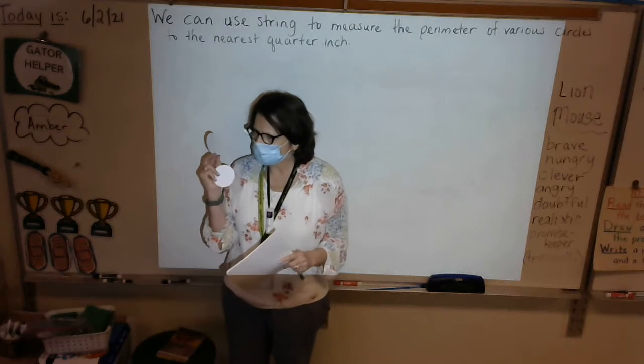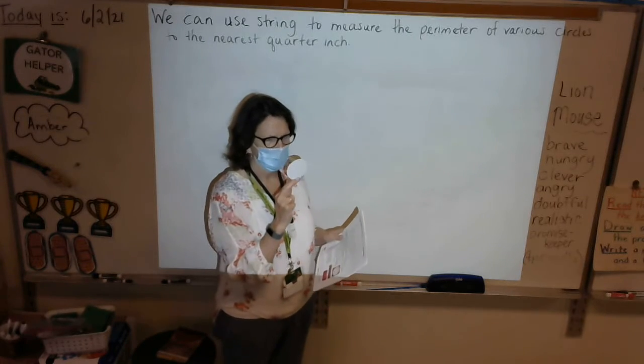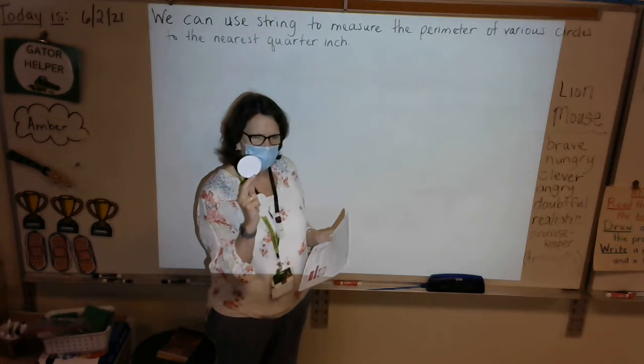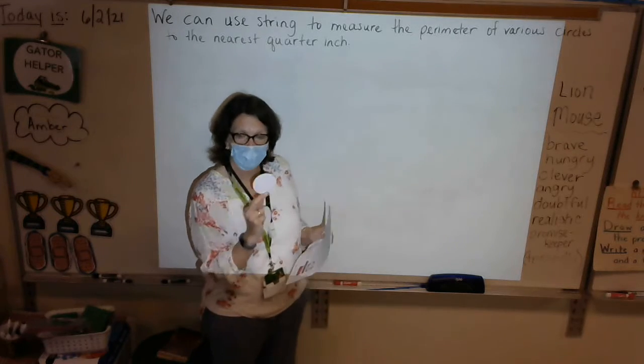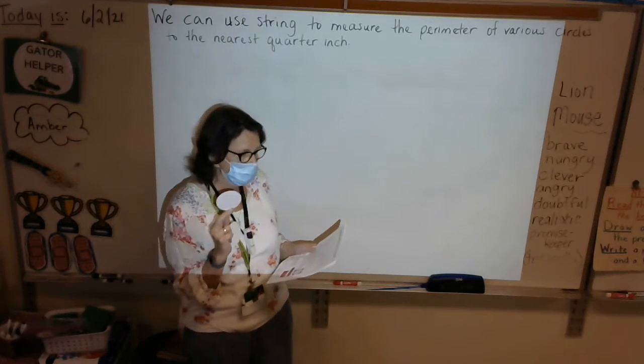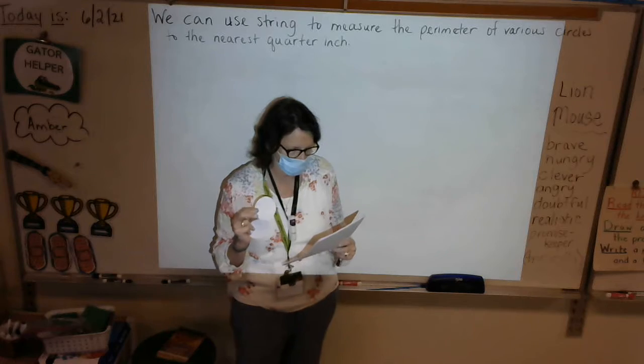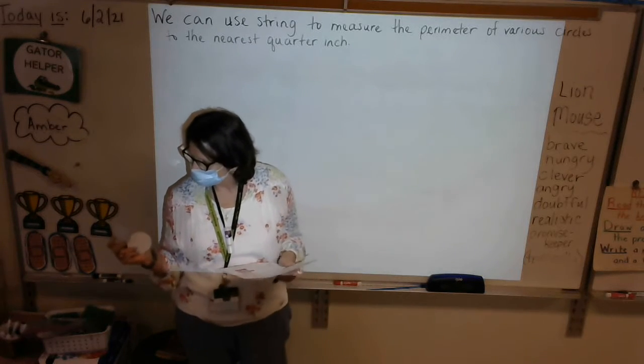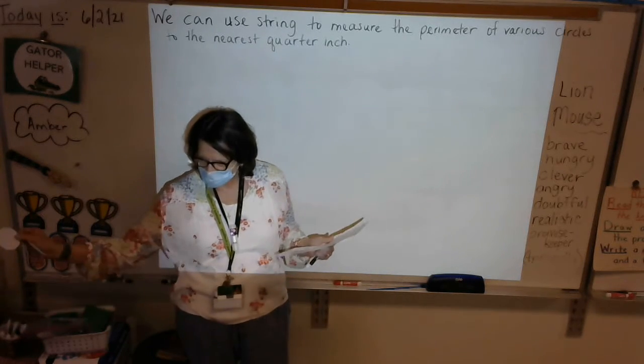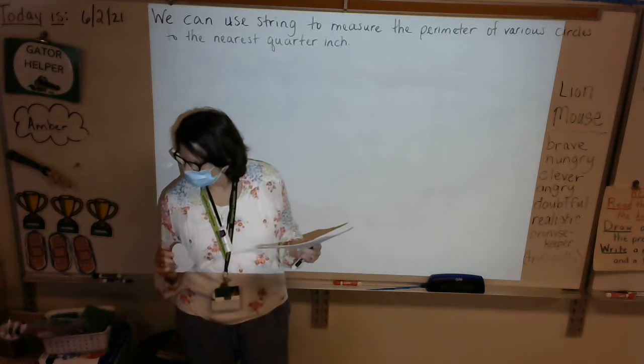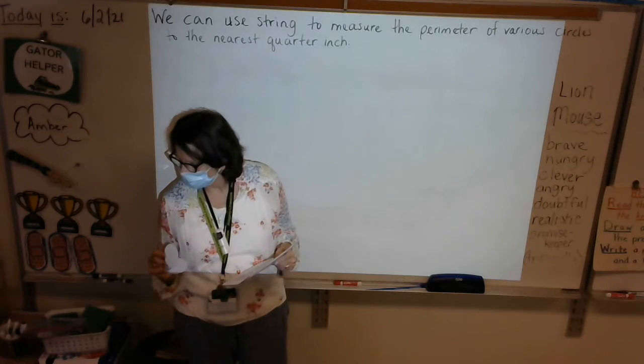Think about it. Does it have a perimeter? No. Yes. Now, why don't you talk with your neighbor for like 30 seconds? We'll come back together. Does it have a perimeter? Yes, because the perimeter is the outline of the shape.